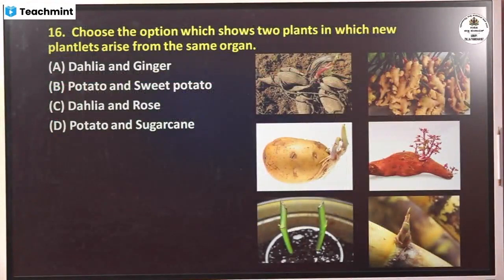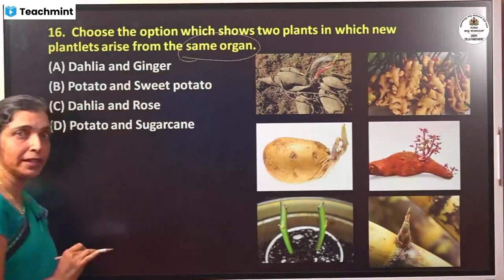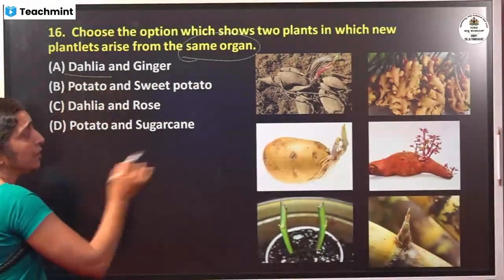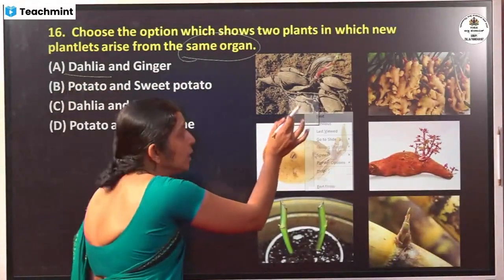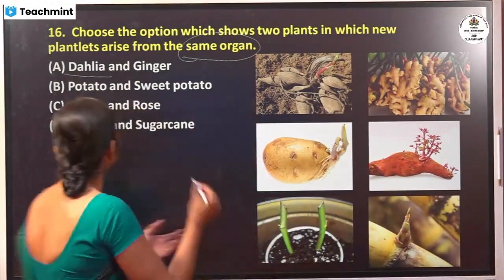Choose the option which shows two plants in which new plantlets arise from the same organ. Dahlia and ginger, potato and sweet potato, dahlia and rose, potato and sugarcane. Now the question is, you have to find two plants in which plantlets arise from the same organ of the plant. If you take dahlia, we have the tubers over there, which is nothing but your roots. Okay, so this is roots.